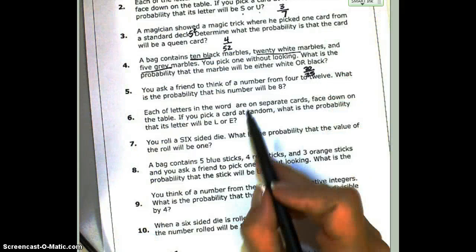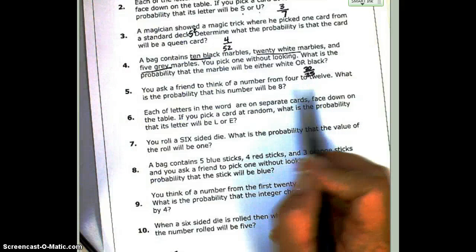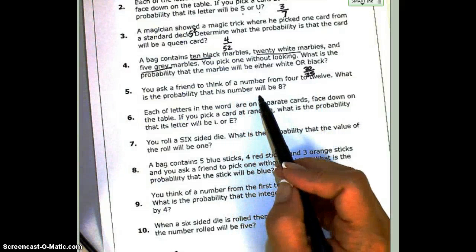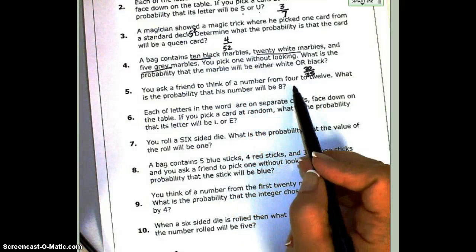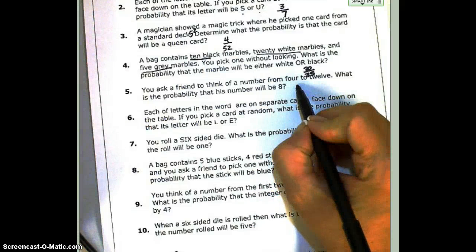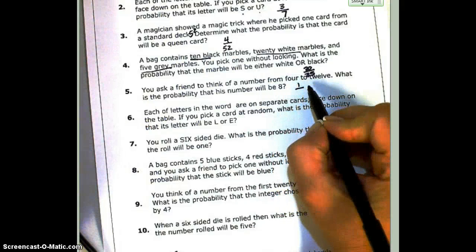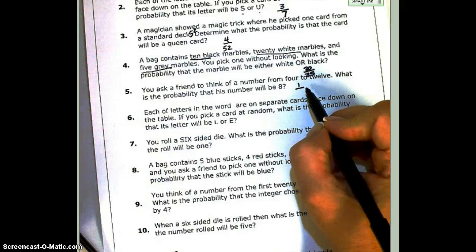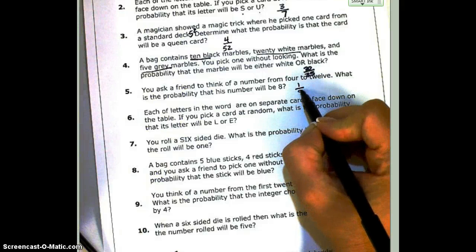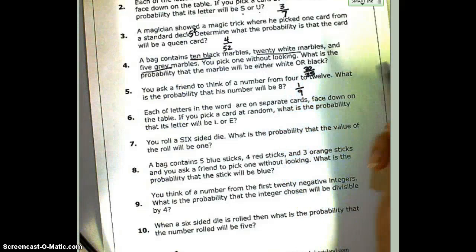You ask a friend to think of a number from 4 to 12. What is the probability that his number will be an 8? So there's only one 8 between 4 and 12. And between 4 and 12 there are 9 numbers. So 1/9 for that one.